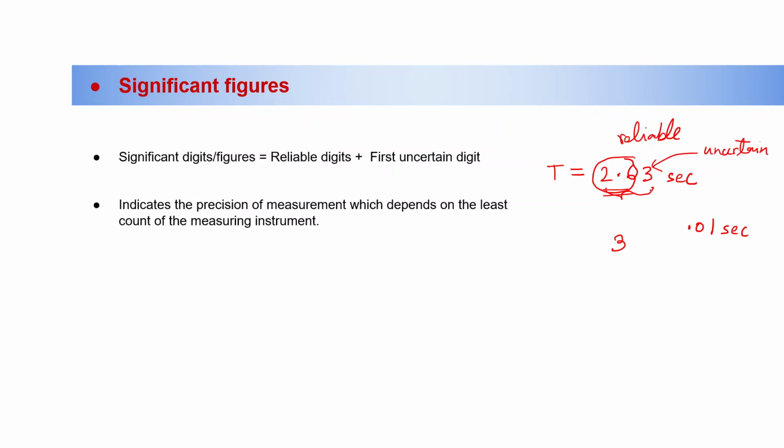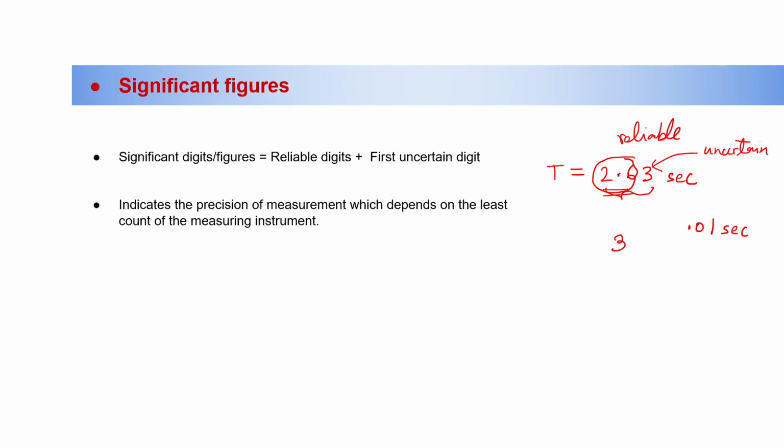This is the 10th, this is the 100th decimal digit. So 2.6 are certain digits and the last is the uncertain digit. So totally the time period has 3 significant figures. Okay, let's try to understand it a bit more, and there are many rules that we need to keep in mind.